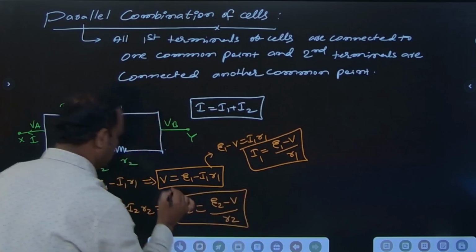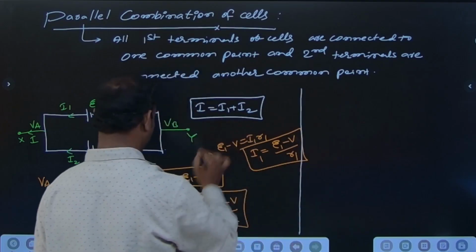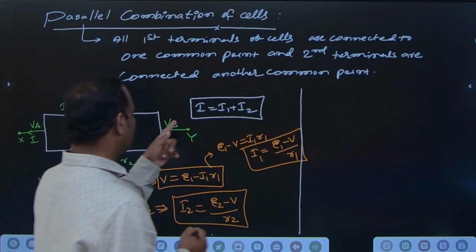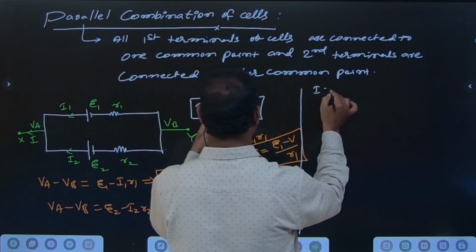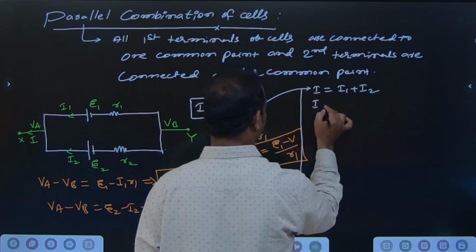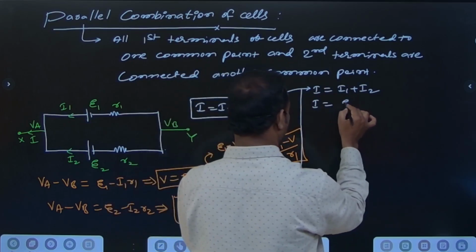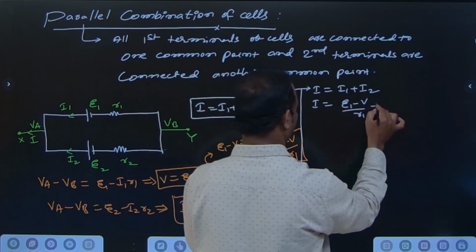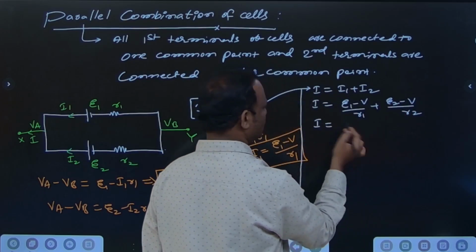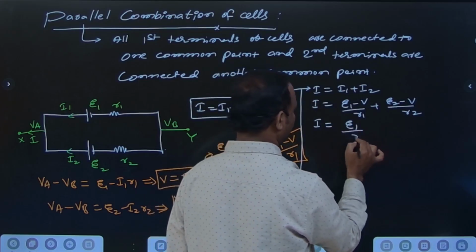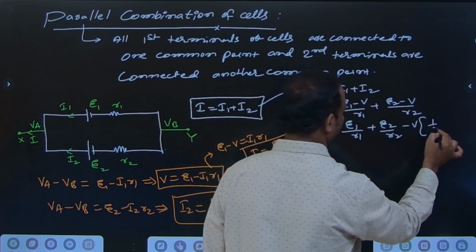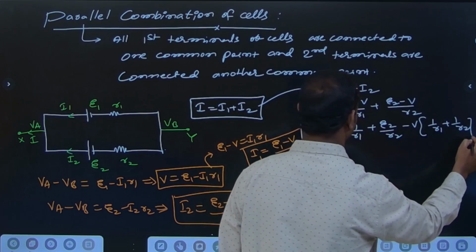Now I'm trying to get the equivalent potential difference, V equal to E minus I R. I use I is equal to I1 plus I2. So I is equal to E1 minus V by R1 plus E2 minus V by R2. Stepwise, I is equal to E1 by R1 plus E2 by R2 minus V times 1 by R1 plus 1 by R2.